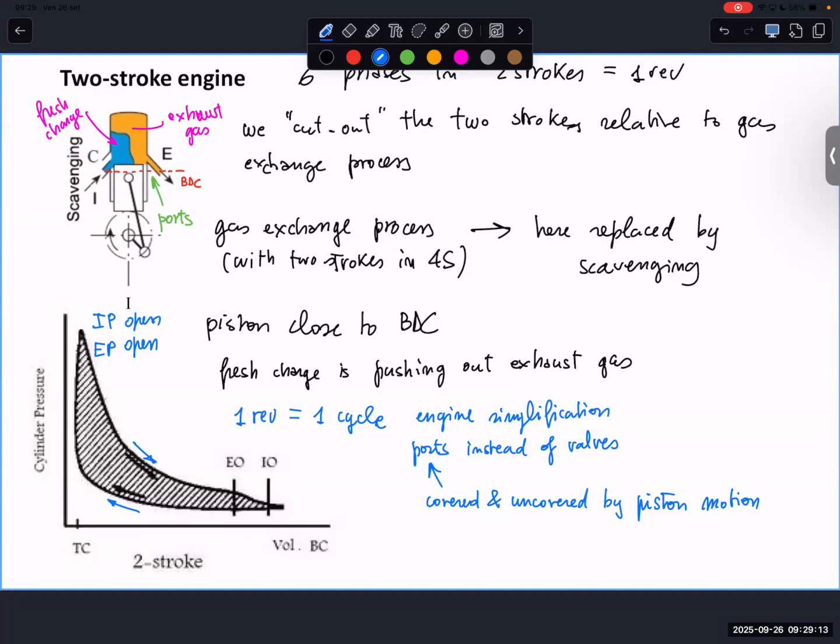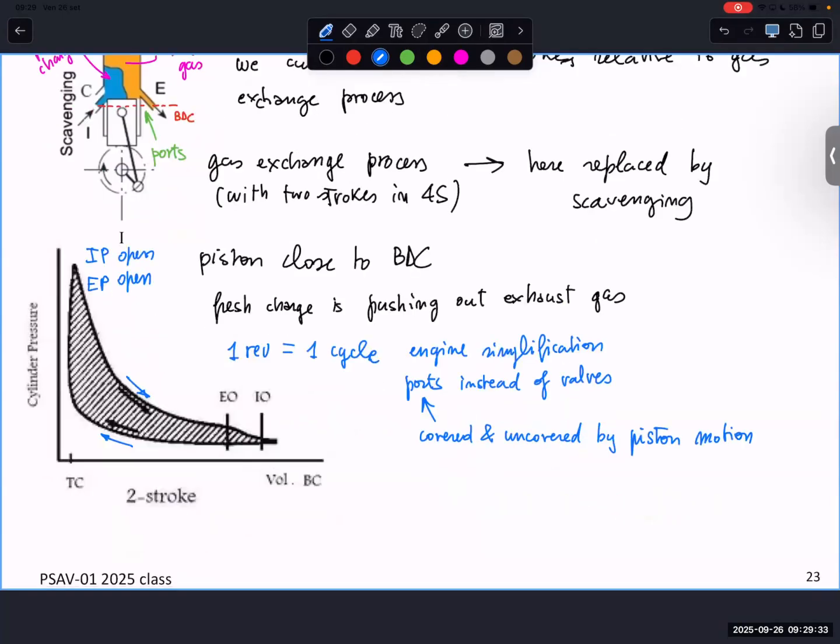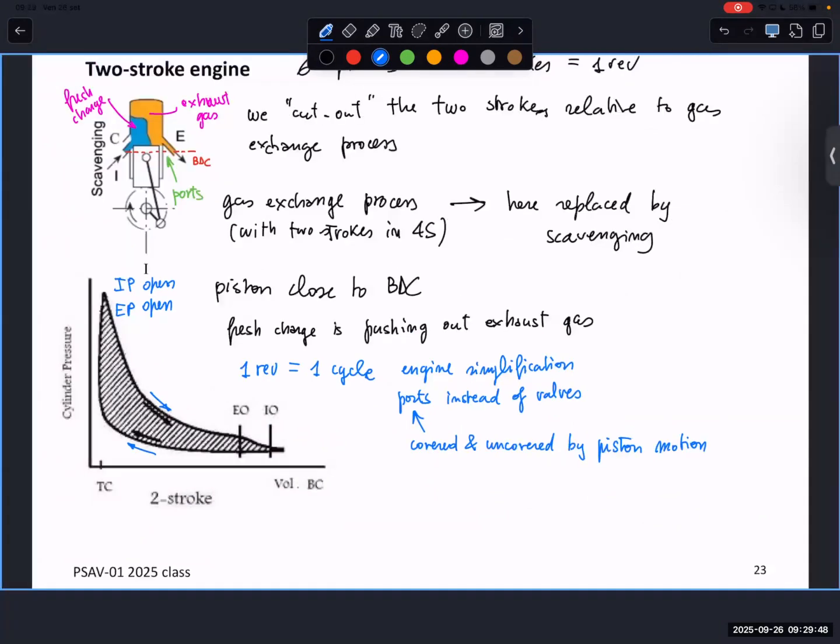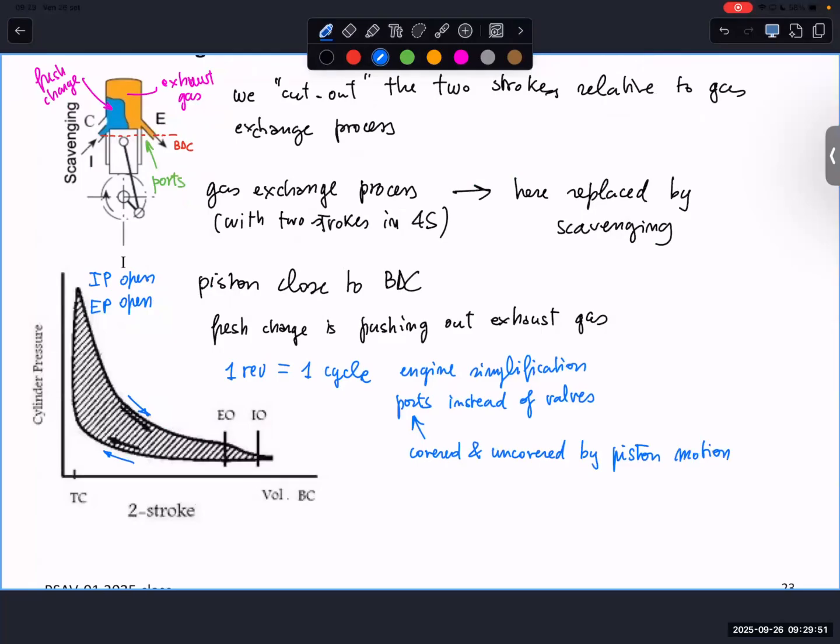So what we actually can have during this process of scavenging is that part of the exhaust gas will remain inside the combustion chamber, and part of the fresh charge will go out to the exhaust without burning. So this is the problem of this kind of engine. From an ideal point of view, all the fresh charge is pushing out the exhaust gas. But from a real point of view, there is a mixing. So part of the exhaust gas will remain in the cylinder and part of the fresh charge can go out through the exhaust port. So this is the first phase that we are considering. There is scavenging.